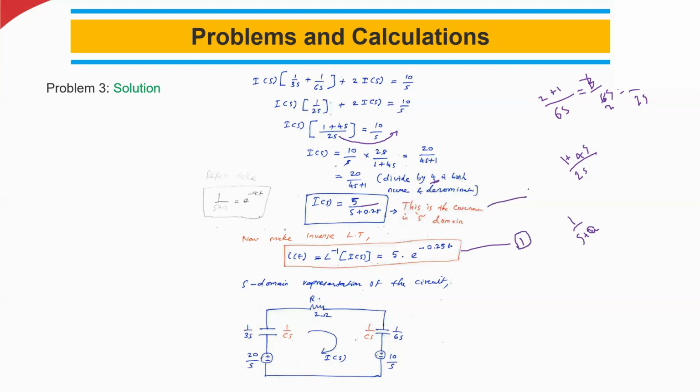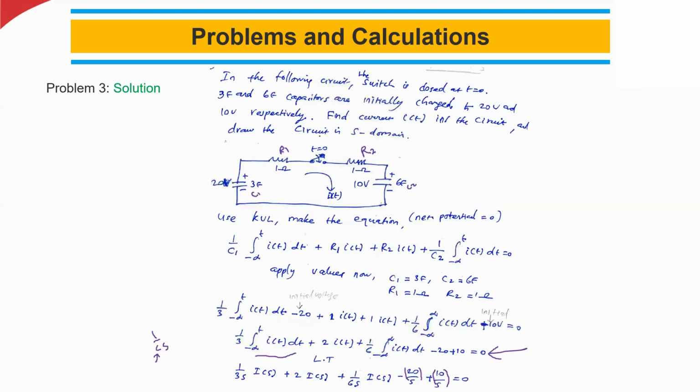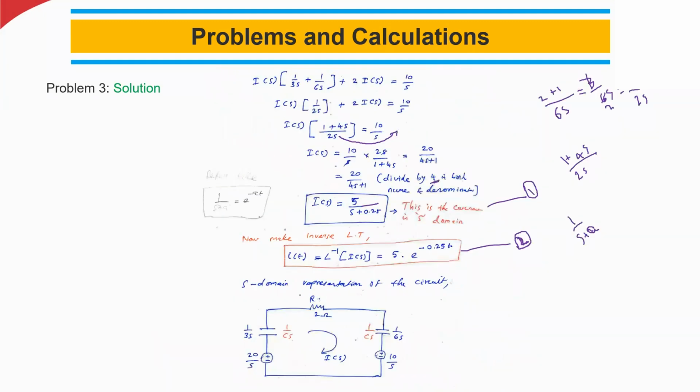So now you have the time domain and you have the s domain. Sorry, this is the s domain and this is the time domain equation. So this is what was asked in the question, I think. Find the current I of t in the circuit and draw the circuit in the S domain. So now we have another part of the question, draw the circuit in the S domain. So the same circuit you can draw.